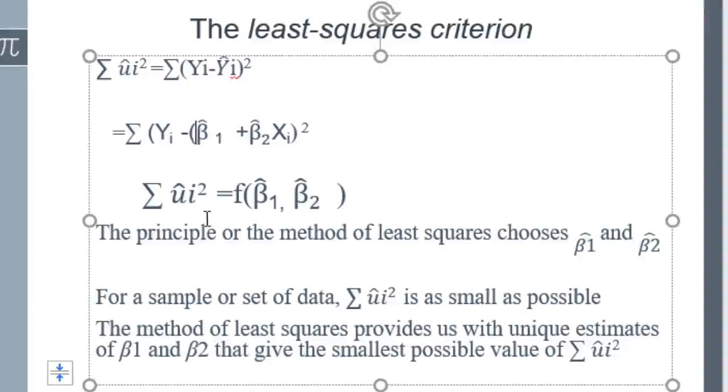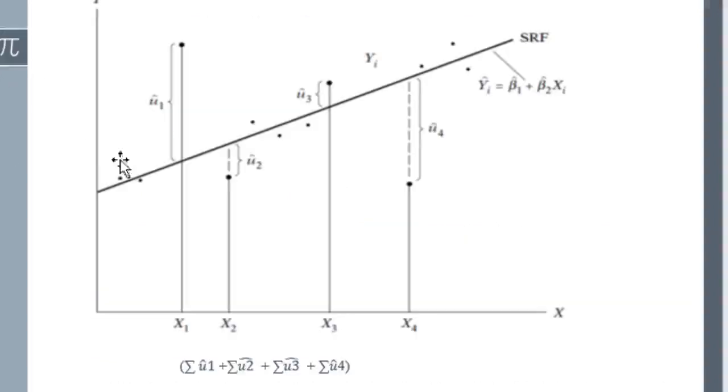That is, ui cap square is a function of beta 1 cap and beta 2 cap. The sum of squares of these error terms must be as small as possible. When we take the square, we are giving more weight to the residuals which are far away than to the residuals which are nearer.